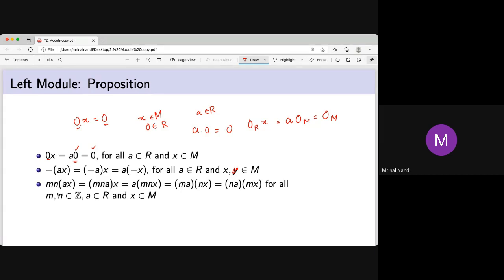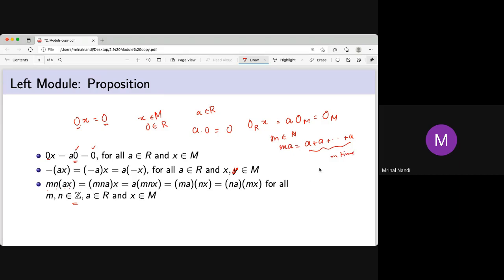There is one more result: (mn) into x, where a is from R, x is from M, and m and n are integers. So one thing: how do you define ma if m is an integer? If m is a natural number, we define ma as a plus a plus a, m times. So we add a, m times. This is ma. So 2a means 2 in the integer sense, not 2 into a.